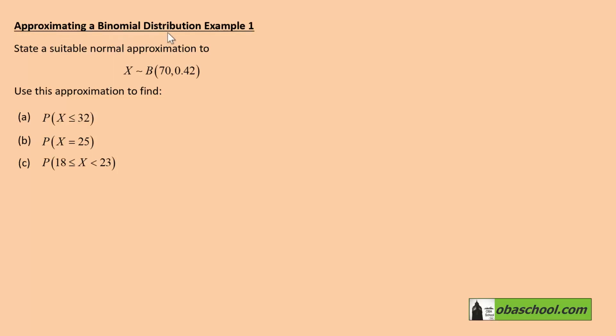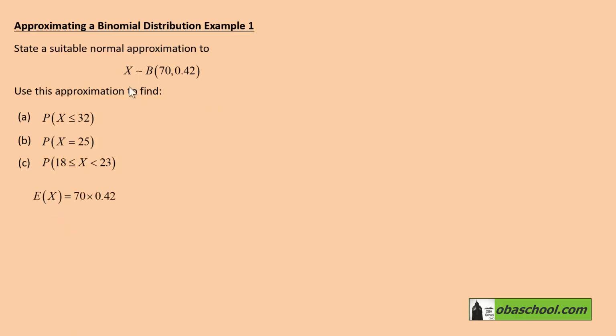Approximating a binomial distribution, example 1. State a suitable normal approximation to X, a binomial with 70 trials and a probability of success of 0.42, and use this approximation to find the probability that X is less than or equal to 32, X is equal to 25, and X is between 18 and 23, but note the 23 is not inclusive.